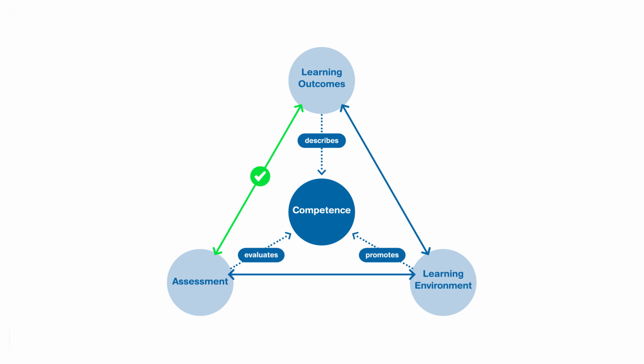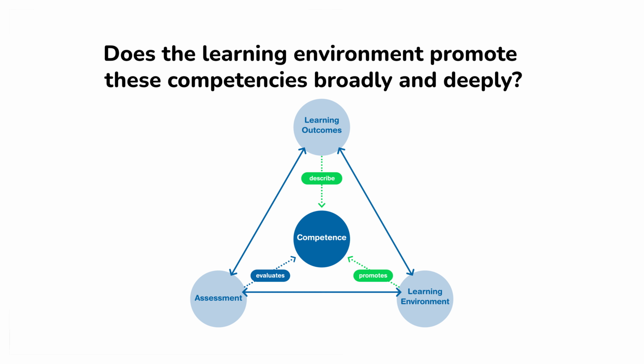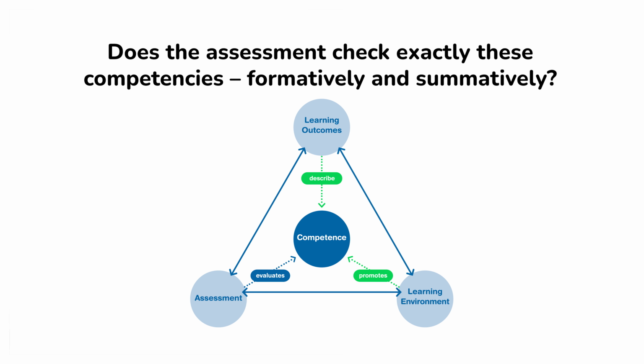At the end of the design process, it's always worthwhile to check the alignment in the educational design. Ask yourself, does the design follow the principle of constructive alignment? Are the learning outcomes competence-oriented? Does the learning environment promote these competencies broadly and deeply? And does the assessment check exactly these competencies, formatively and summatively?